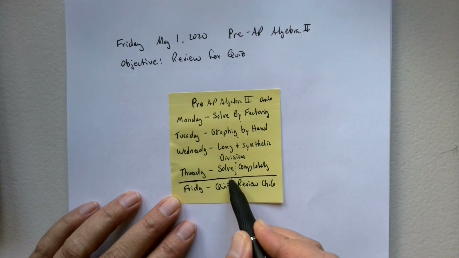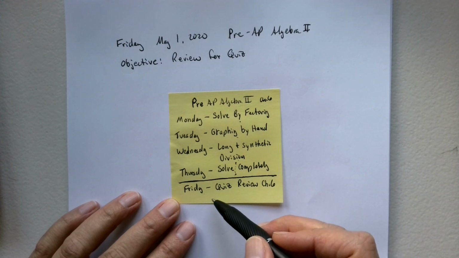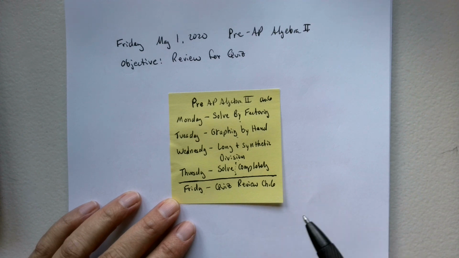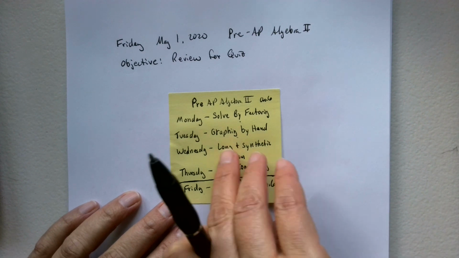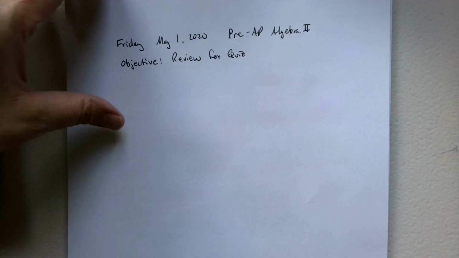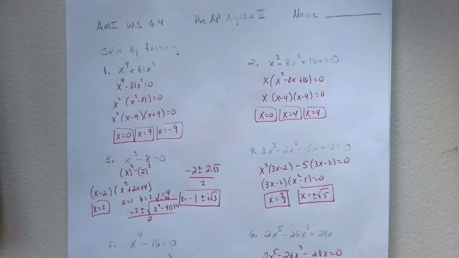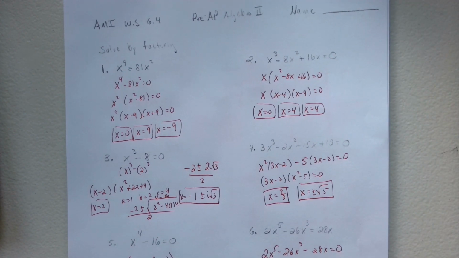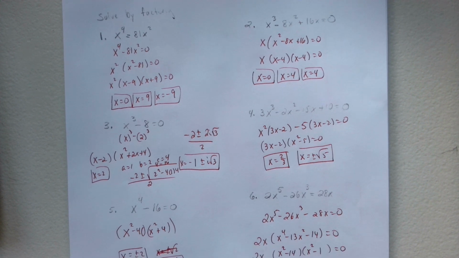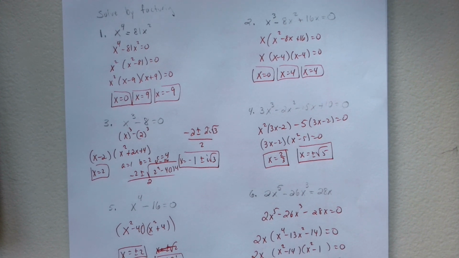All of your work was due last night by midnight. And so today you're going to have a quiz over your review of Chapter 6. All right, so you had basically 4 worksheets. And so if you want to pause the video and go through and check your answers, here is Monday's worksheet.